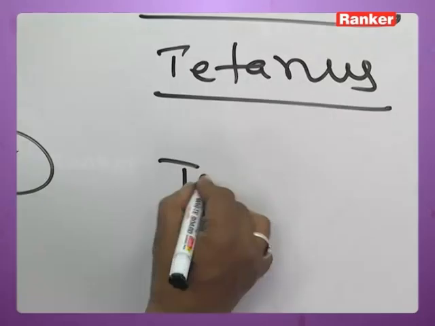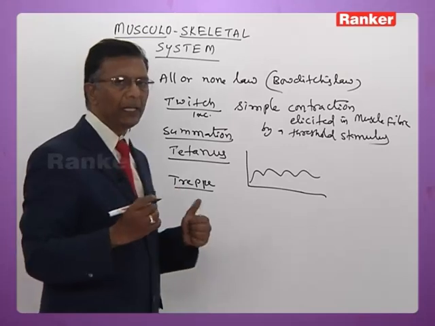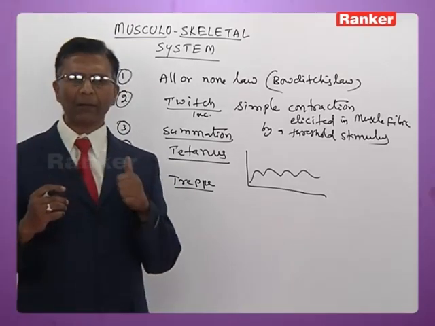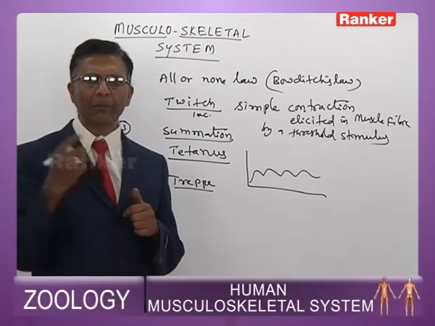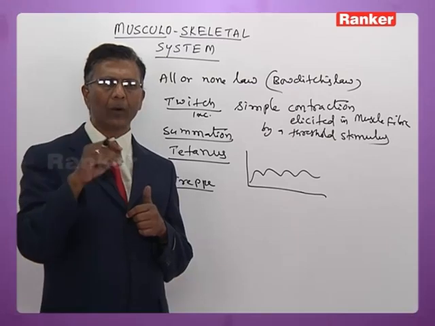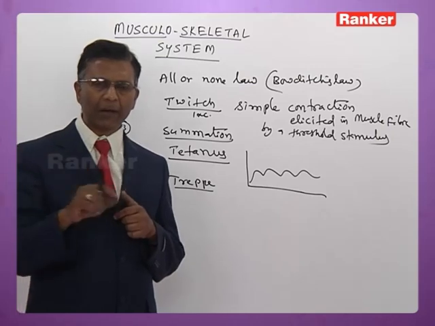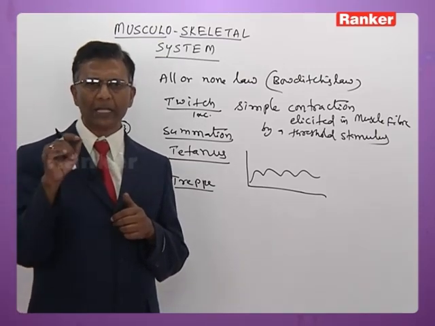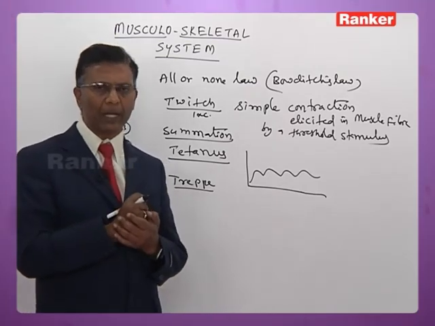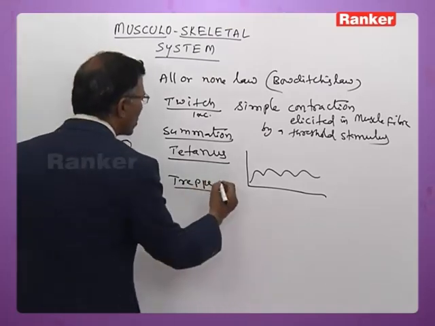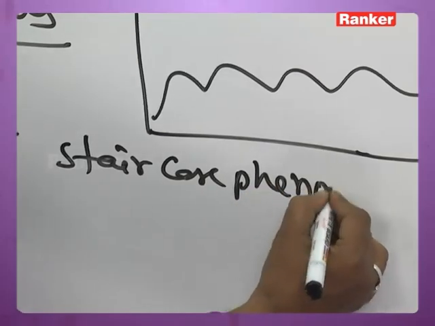Then you have the next one, treppe. Treppe is when several stimuli are given and the rate of contraction goes on increasing with a high magnitude. In the form of a staircase phenomenon, when the stimuli are given at shorter intervals repeatedly, several bundles of muscle fibers start contracting vigorously, showing a high magnitude of contraction, which is called treppe. Okay. It is also called the staircase phenomenon.